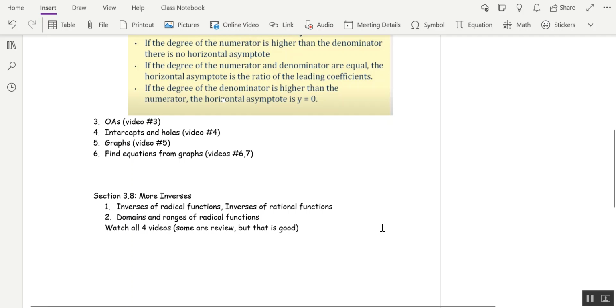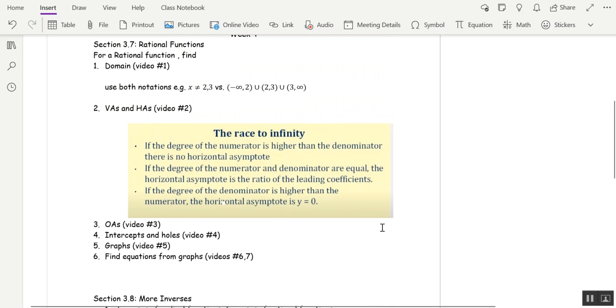Most of the time, though, you're going to spend on rational functions, which is section 3.7. And so for a rational function, you're going to want to do a number of things. I've got them listed as 1 through 6. Video 1 will walk you through the domain of a rational function, and I want you to be able to write down the domain using both notations, inequality versus interval notation. So this would be the domain.